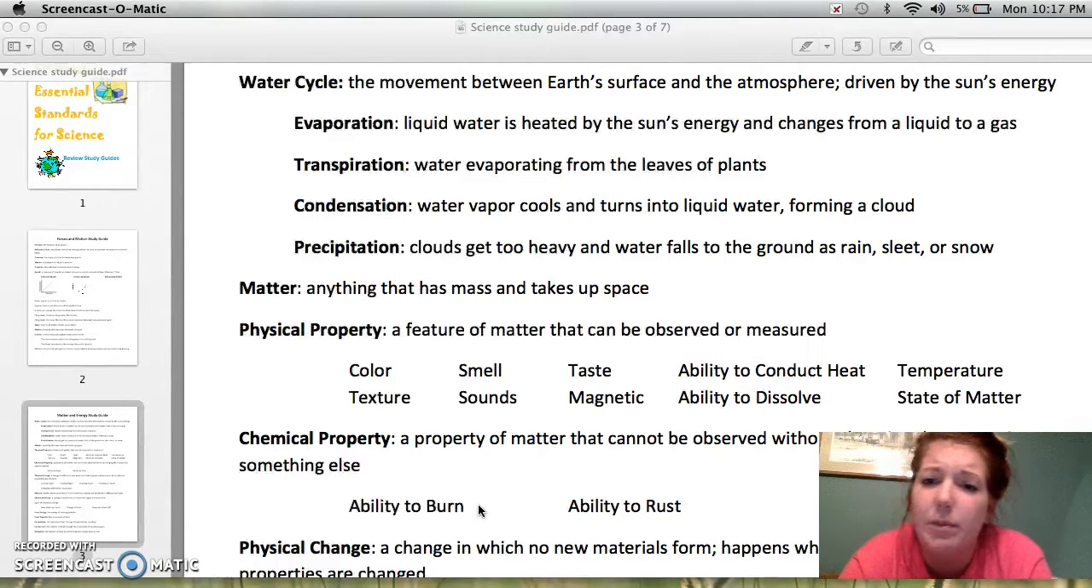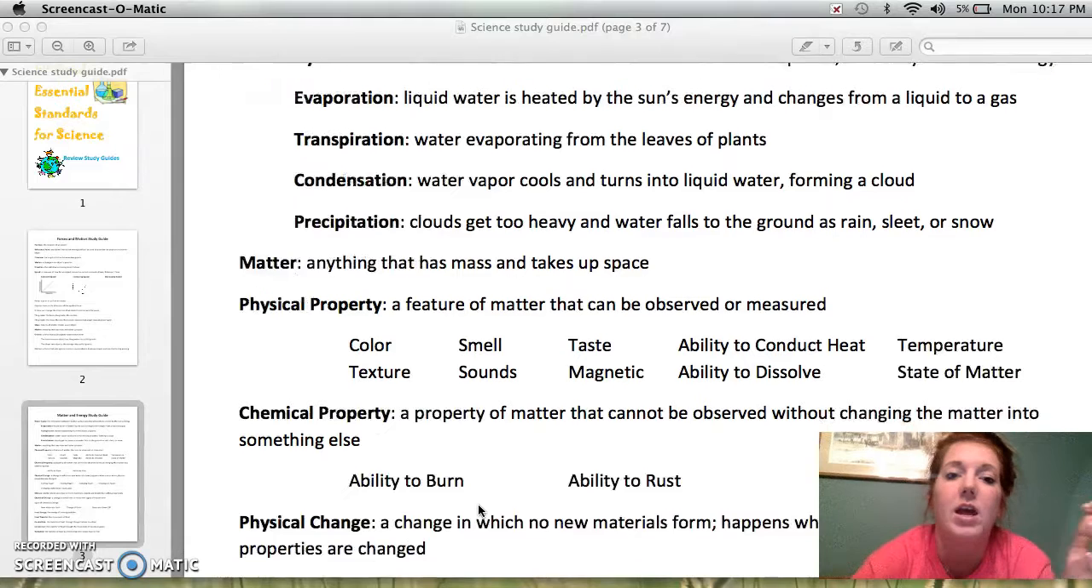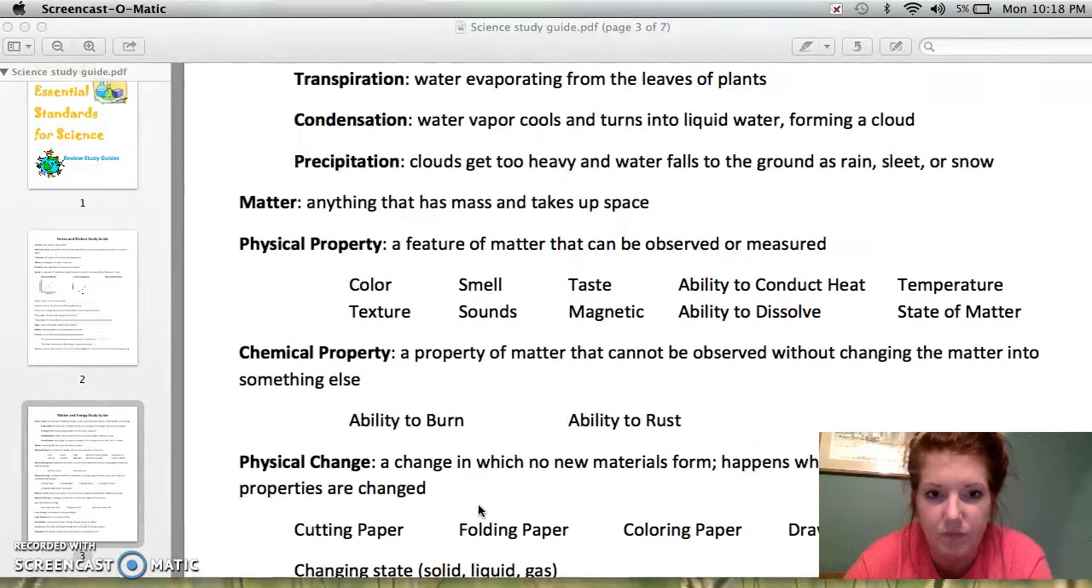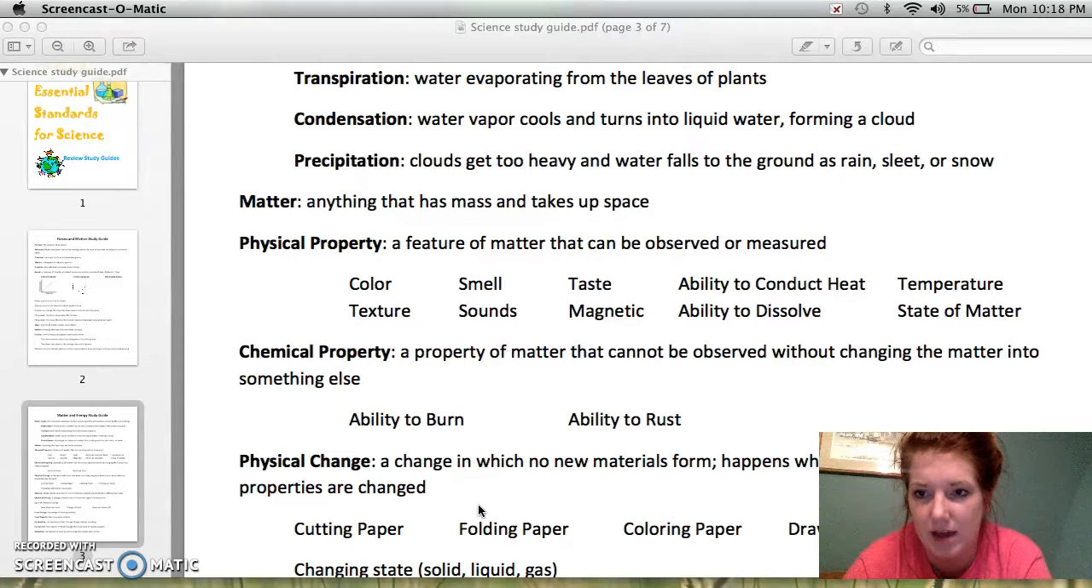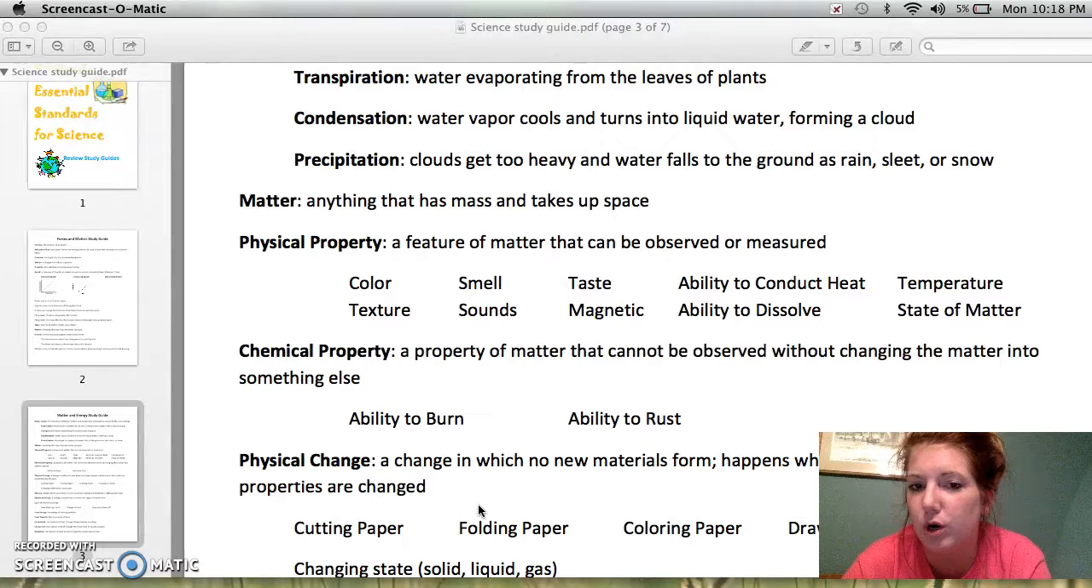Taste, ability to conduct heat, like when you do heat transfer. Temperature can be measured. Texture, you can feel it. Sounds, you can hear. Magnetic properties, ability to dissolve, like salt water, the salt dissolving in it. Or a state of matter. A chemical property is a property of matter that cannot be observed without changing the matter into something else, like the ability to burn or ability to rust.